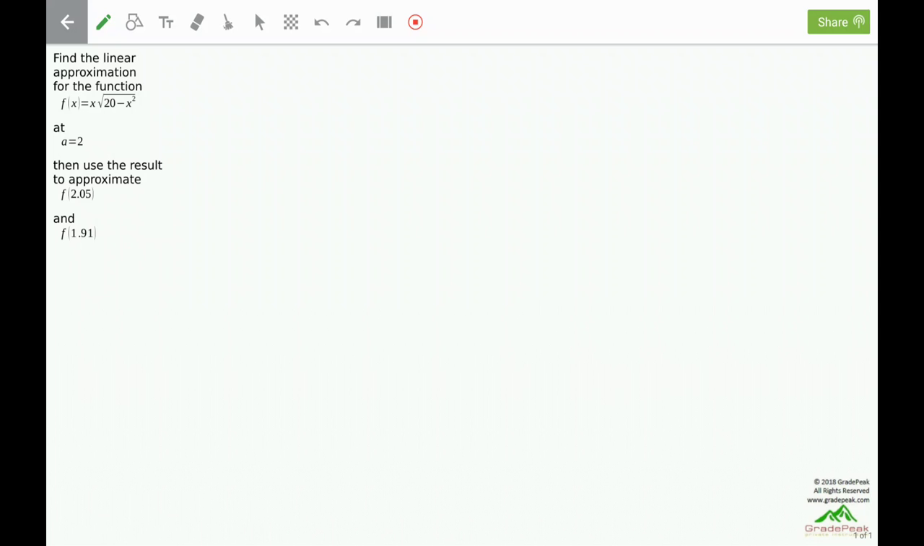Find the linear approximation for the function f of x equals x times the square root of 20 minus x squared at a equals 2. Then use the result to approximate f of 2.05 and f of 1.91.